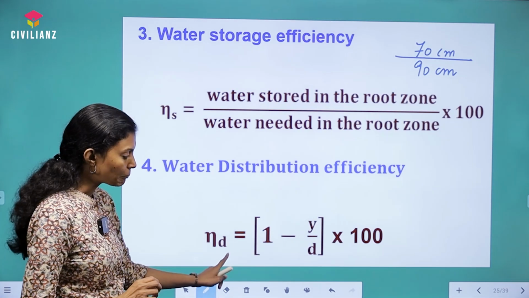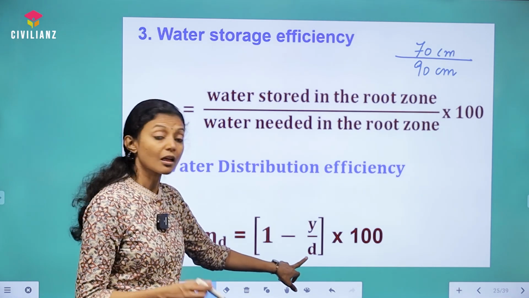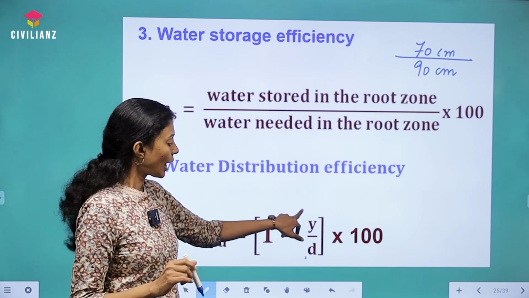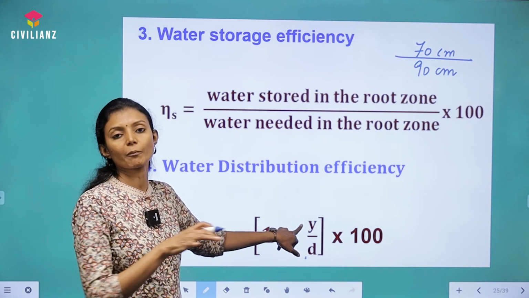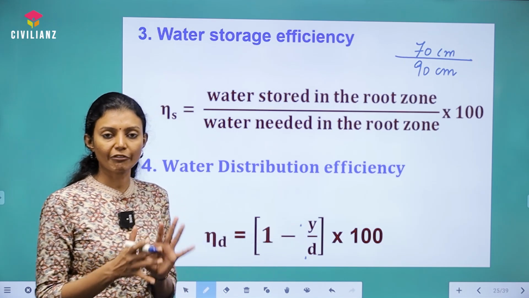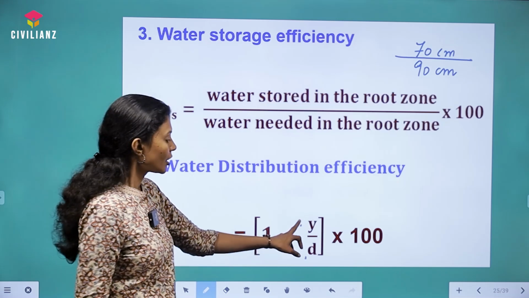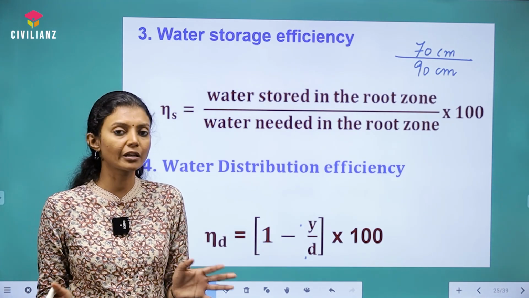So it is 1 minus y by d into 100. Here d means the average depth of water stored at the various points, and y is the average numerical deviation from the depth of water stored. Definitely this should be 100. To be 100%, the y or numerical deviation should be 0. There shouldn't be any deviation.